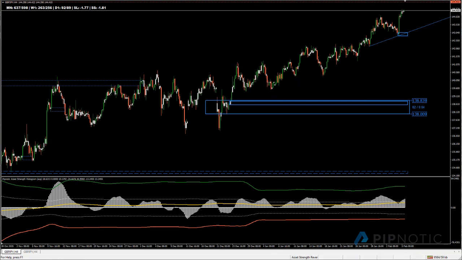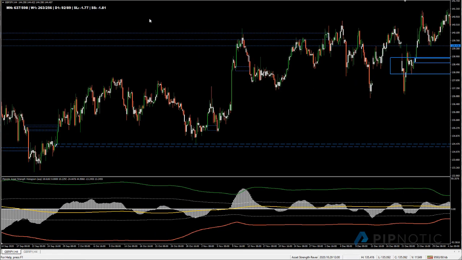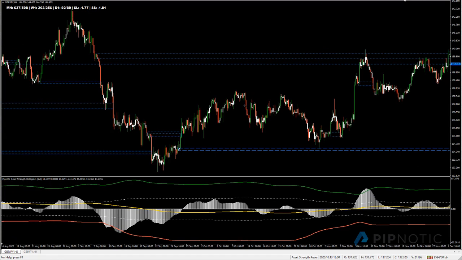The beginning of the buy zone is here for this area of demand at 138.83. So this could be an interesting area for us. Below that we have this area here.